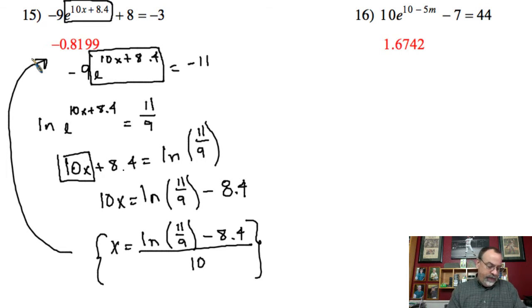So we'll go ahead and check that out. Natural log of 11 divided by 9, I'll do enter, minus 8.4, enter, and then we're going to divide that by 10, so it's negative 0.8199, and that is correct.